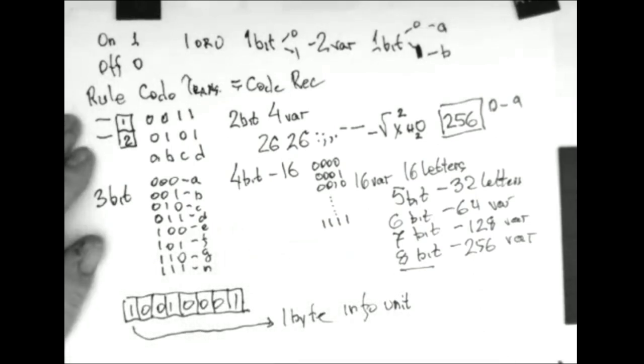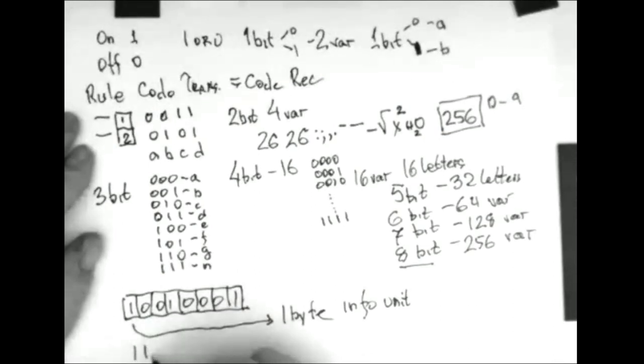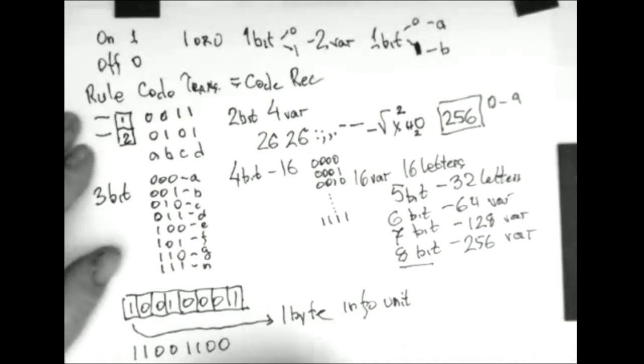10010001. That is 1 byte. But what about this one? 11001100. Is that a byte? Yes. What about this one? 11100000. And this is one too. Folks, the byte is a chunk of information that contains 8 binary digits.